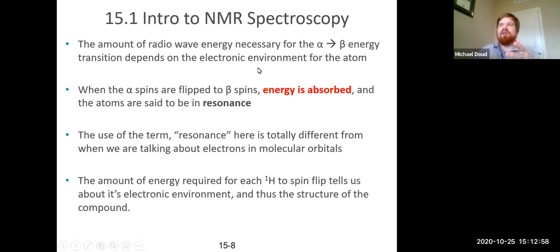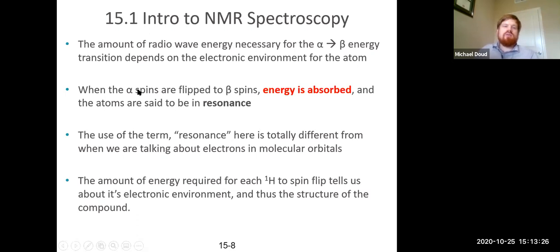Also, it's a way of determining, if you have a methyl group and you have an isopropyl group, well, the single hydrogen on the isopropyl group is going to experience a different electronic environment compared to the methyl group. So it's just a way that you can determine the different types of hydrogens, and in the future we'll talk about carbons in this sample.